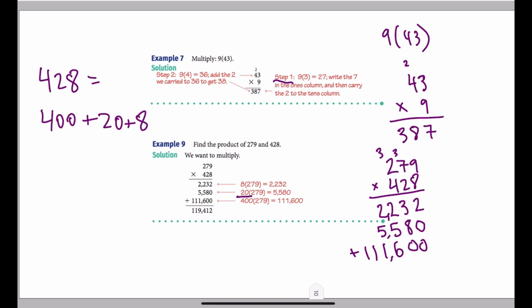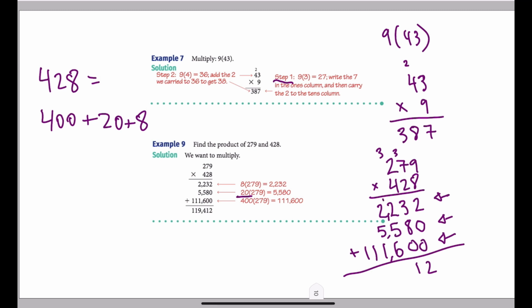I have 8 times 279. I have 20 times 279. And I have 400 times 279. So what I have to do to find the total product is add up all my subproducts. What's nice about the ones place is it's usually just whatever was in the ones place because the rest are zeros. 3 and 8 makes 11, carry the 1.